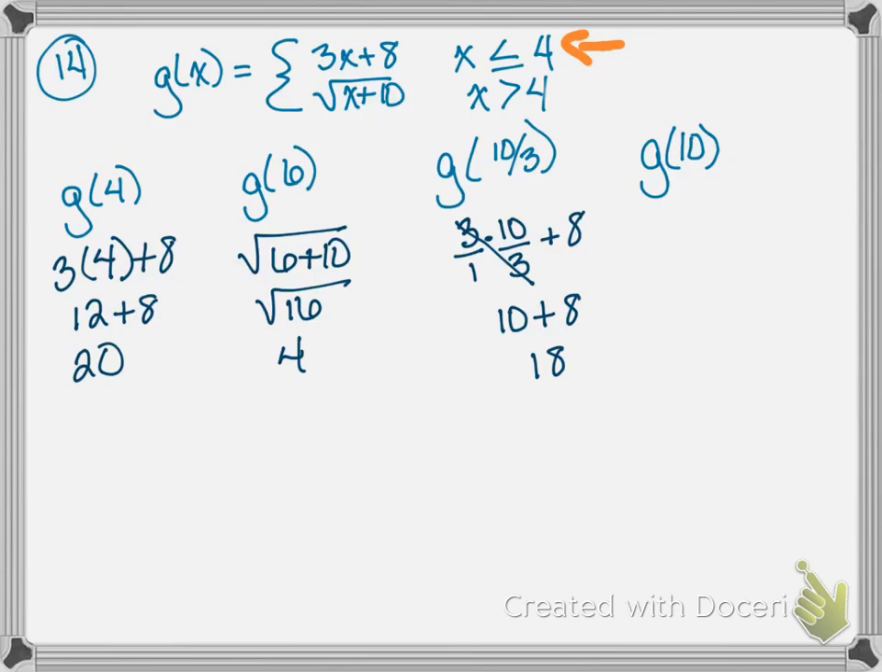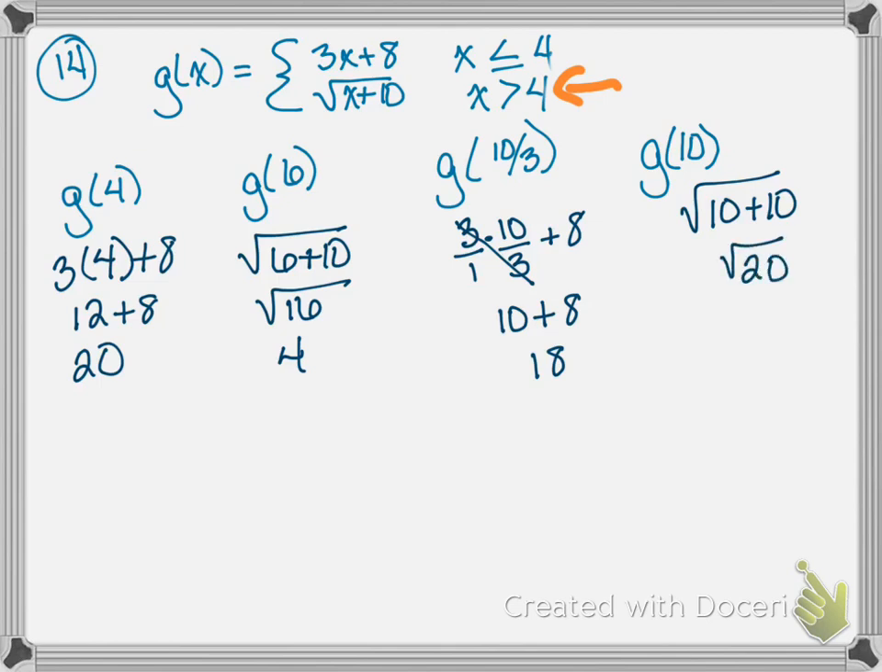Now, for our last one, g of 10, we've got a number greater than 4, so we're going to use our bottom function, which is the square root of x plus 10. So I'm going to put 10 plus 10. Now, don't be tempted to multiply because we're not being asked to multiply here. We are adding. And we get the square root of 20.